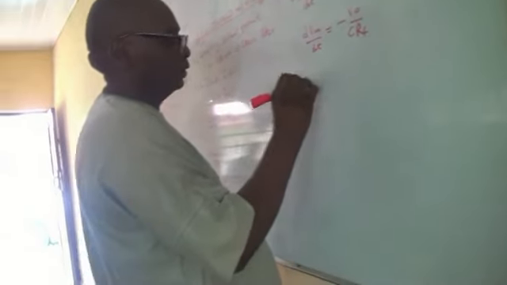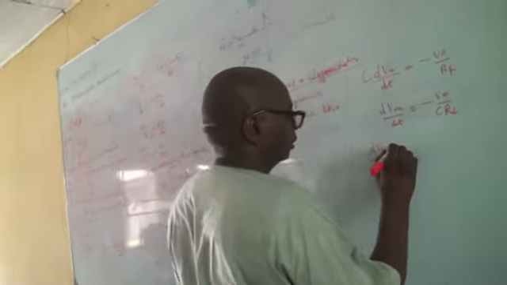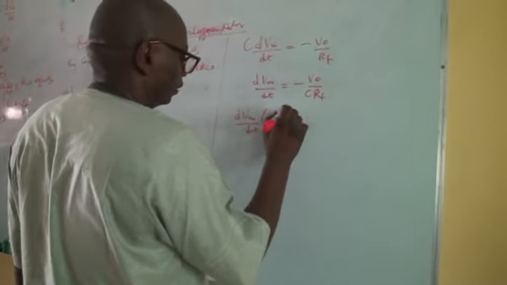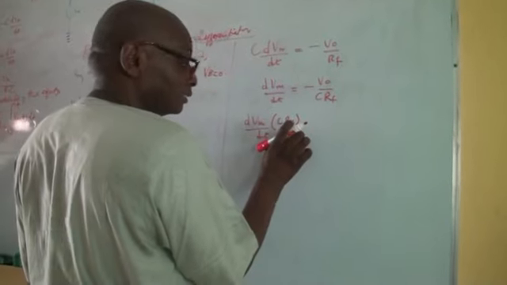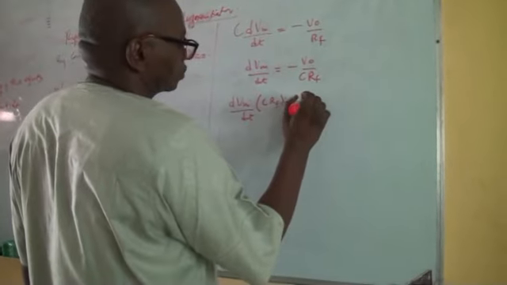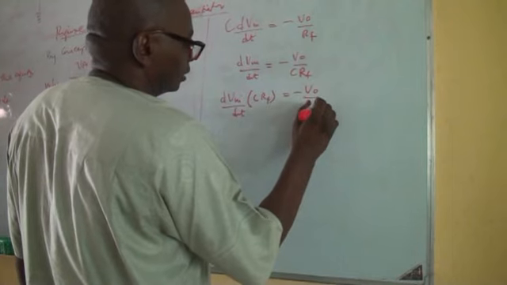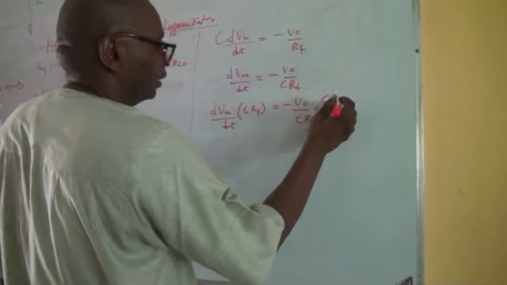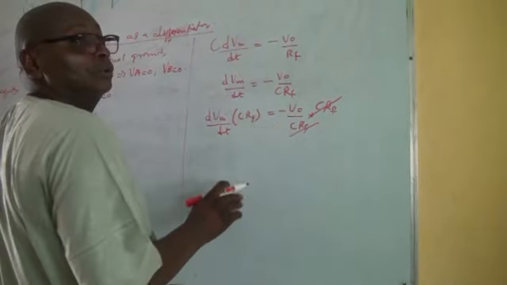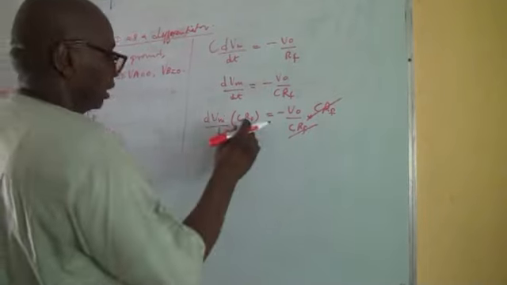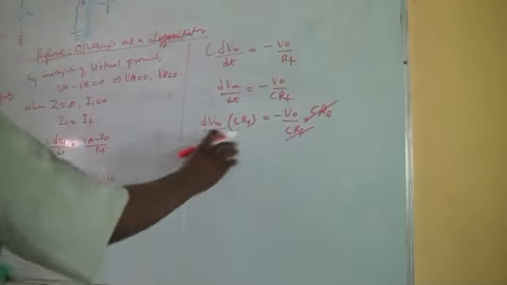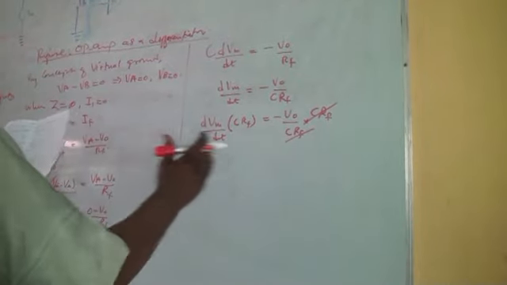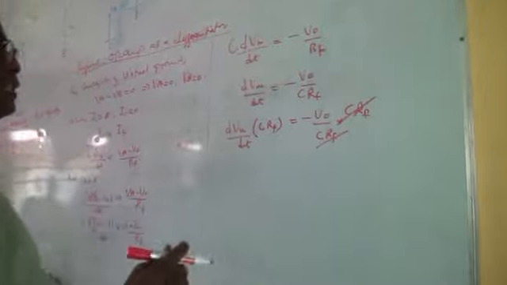This will be C dV in over dt, bracket CRF, equals minus V naught over CRF times CRF. You know, the C with a subscript is not as big as the R. Are you seeing it? Yes. The CRF will now cancel out, giving you the minus V naught. And why this is in this manner, you have to ensure that you bring out the terms in such a way that the equation will look very standard.